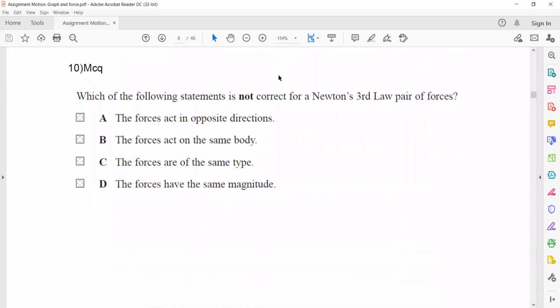In question 10, which of the following statements is not correct for Newton's third law pair forces? The forces act in opposite directions, that's true. The forces act on the same body. That's wrong. They should act on two different bodies. The forces are of the same type. That's true. They should have the same magnitude. So B is the right answer, as it is not the right statement.